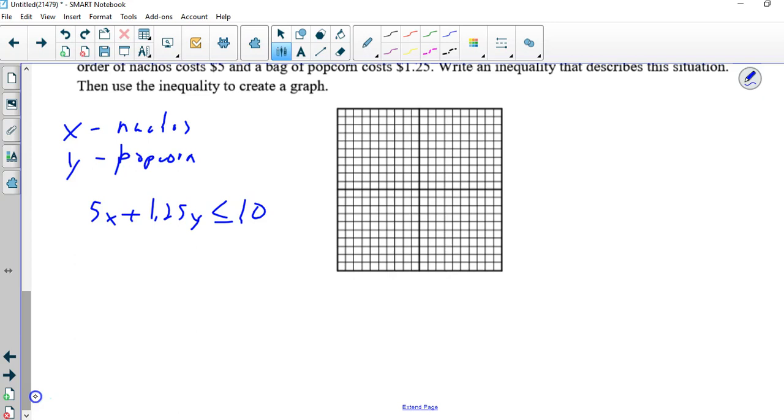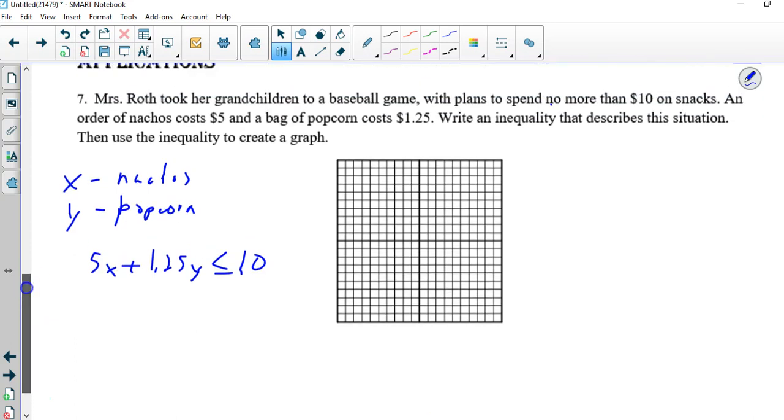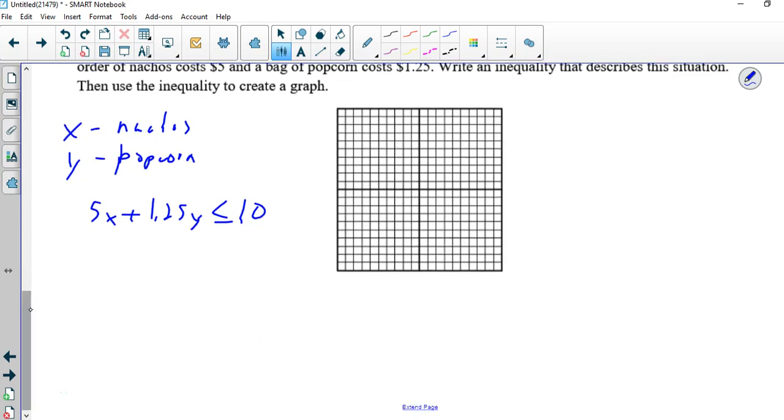And it's got to be less than or equal to, because it says no more than. So it could be 10, but no more. So that's why it's less than or equal. Okay? So I can do either method I want here. I'm going to do the 0 method. X and Y intercept. When I plug in a 0 for X, it makes this disappear. So I basically just need to then solve for Y by dividing by 1.25. How many times does $1.25 go into 10? That's 8 times.